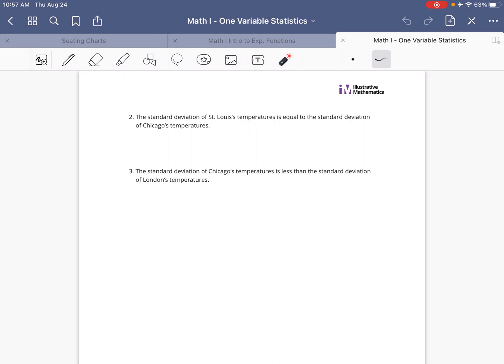If you're still not entirely sure about this variability thing and how that translates into the graphs and the standard deviation number, please let me know. I want to help.